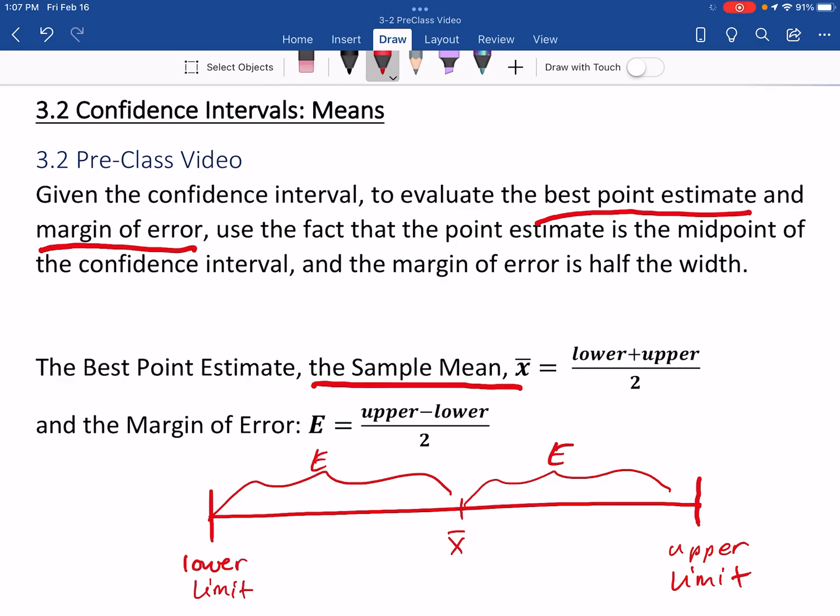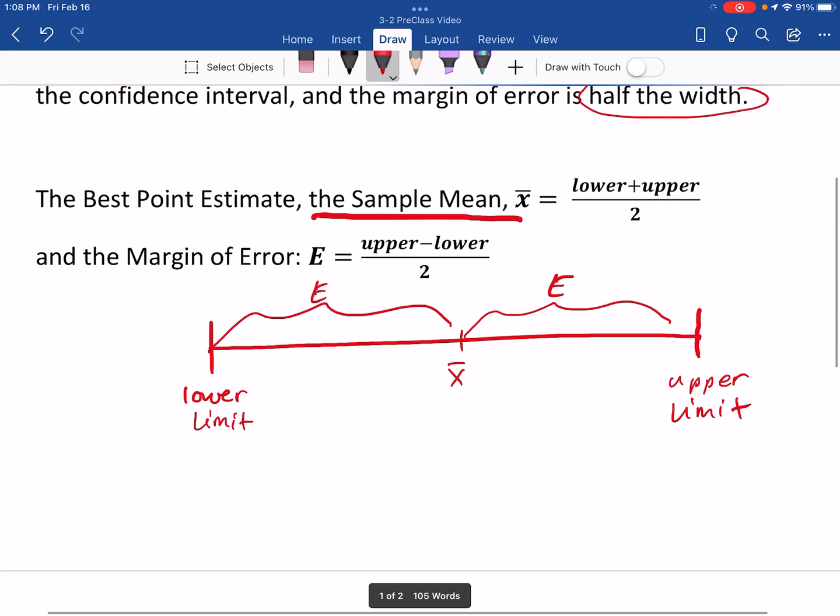Yep. So that means I can find the sample mean by taking the lower limit plus the upper limit and dividing by 2. That gives me the midpoint between them. And for the margin of error, I subtract the upper limit minus the lower limit and divide by 2, because that's half the width of the interval. There are 2 margins of error in there. We added it and subtracted it from the middle. Exactly. So if we figure out how wide the interval is, and divide it by 2. Got it. So let's do an example.